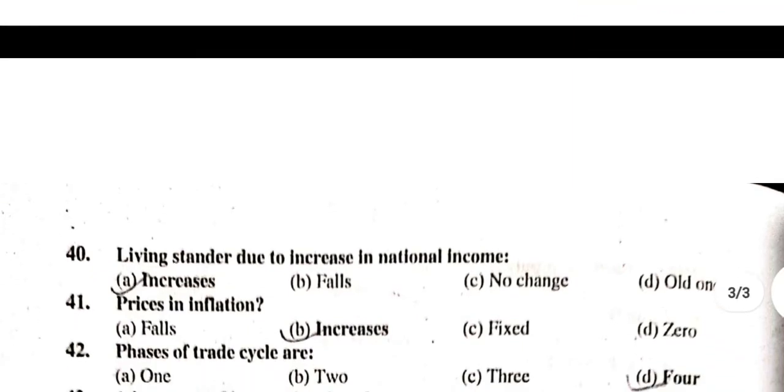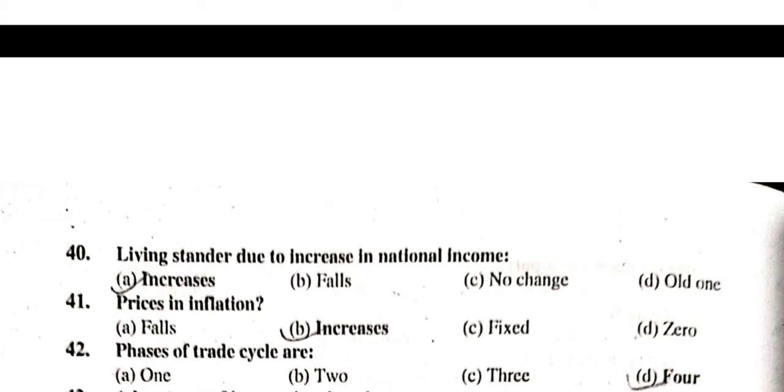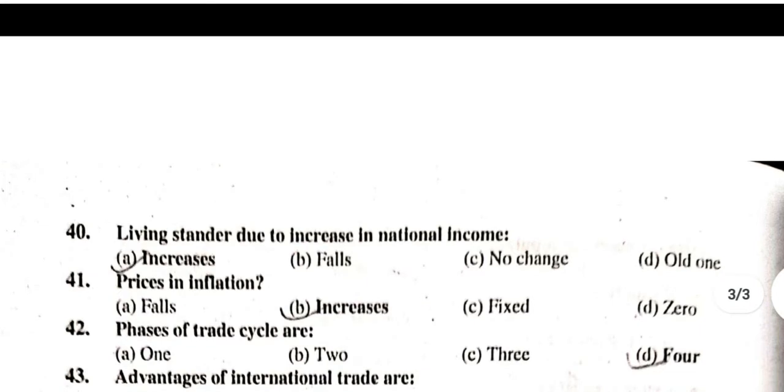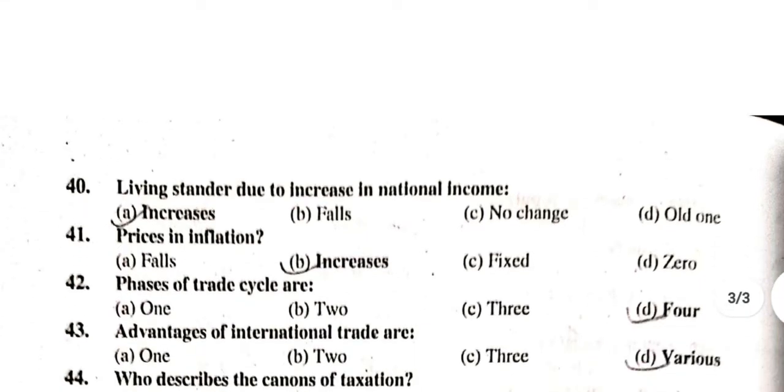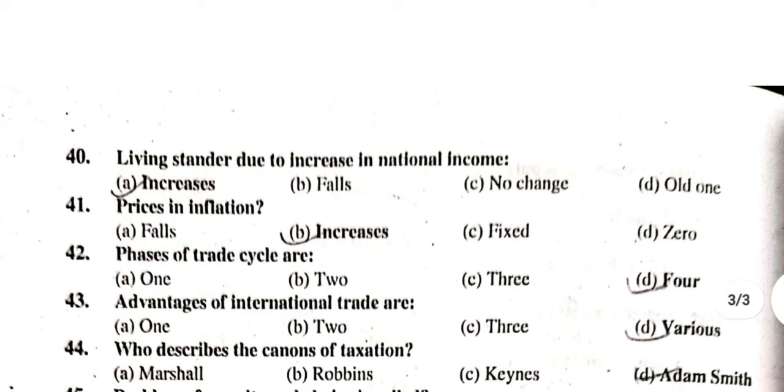41. Price in inflation increases. 42. Phases of trade cycle are 4. 43. Advantages of international trade are various. 44. Who describes the canons of taxation? Adam Smith.